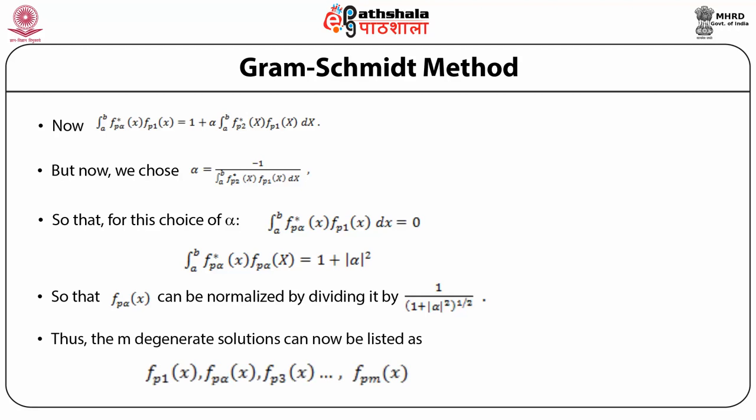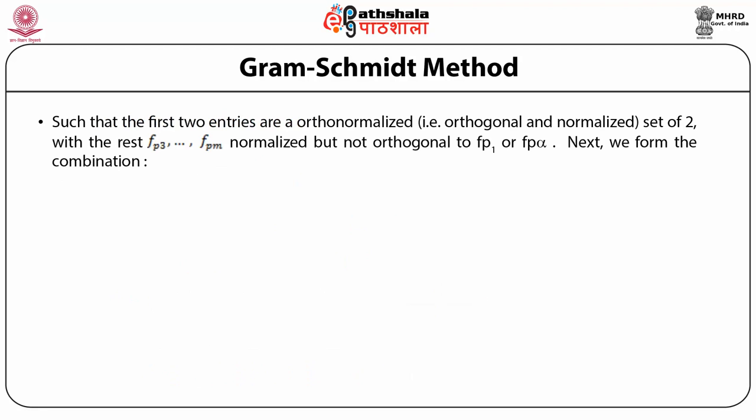Thus, the m degenerate solutions can now be listed as fp1 x, fp alpha x, sorry, fp1 x, fp2 x, fp3 x, up to fpm x. This means fp1, fp2 are an orthogonal and normalized set of two, with the rest of the functions being fp3 up to fpm. The rest of the functions are normalized, but they are not orthogonal to fp1 or fp alpha.